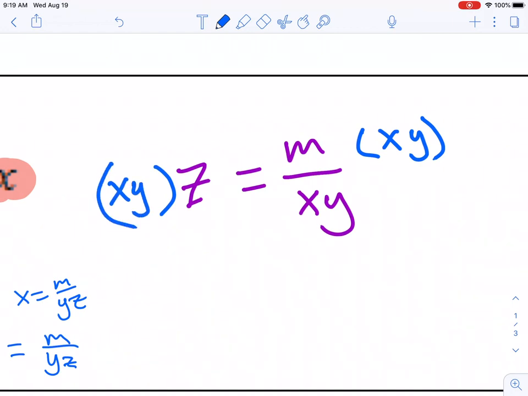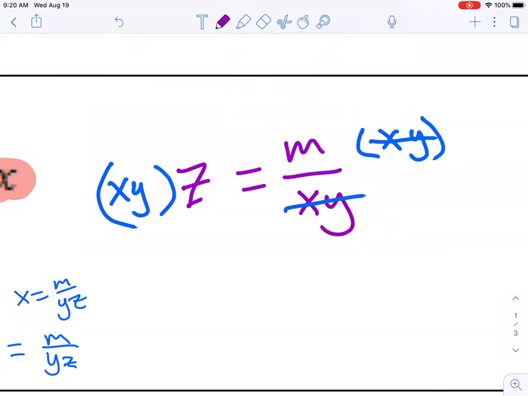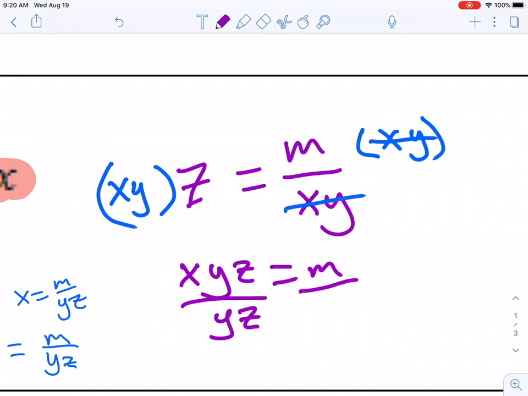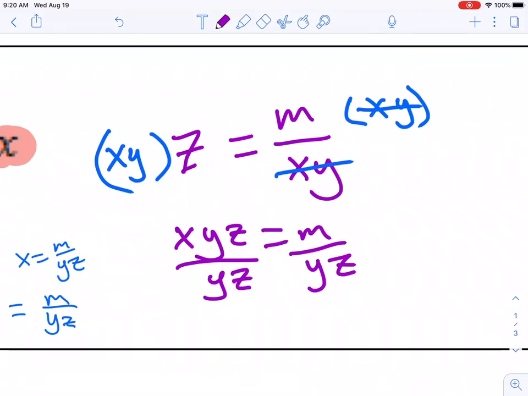And this may have been the easier way to do it. That's going to cancel these out. And then I'm left with xy times z here, so that's x times y times z equals m, and then I can divide y and z to both sides to get x by itself. That might actually be the simpler way. X equals m divided by yz.